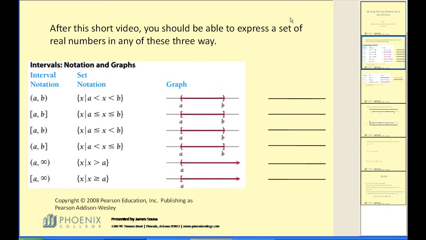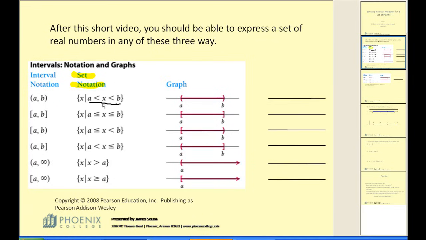Let's go ahead and take a look at the definition of interval notation. Now this looks a little busy. What I'd like you to do is focus in on the second column, which is called set notation. The way you read this, you would say x such that a is less than x less than b. What I want to focus on is this compound inequality. You can see that x is less than b and x is greater than a.